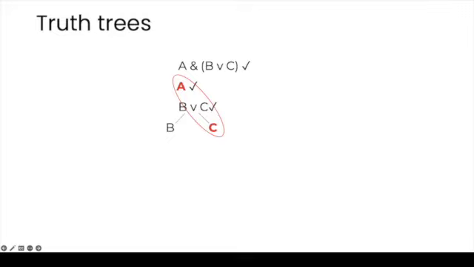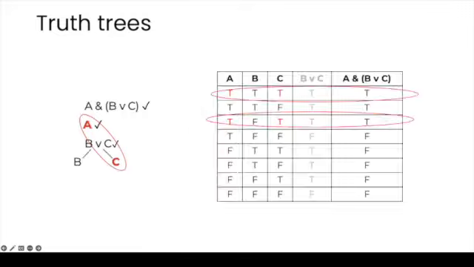The other path corresponds to those assignments in which A is true and C is true. This would match rows 1 and 3 of a truth table. As you can see, now it is the value of B that is irrelevant.